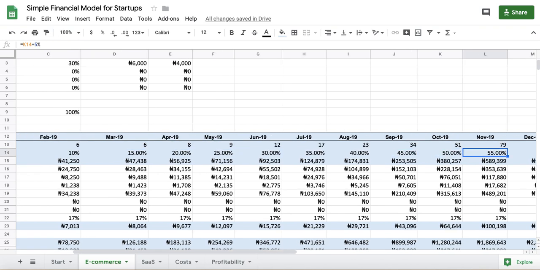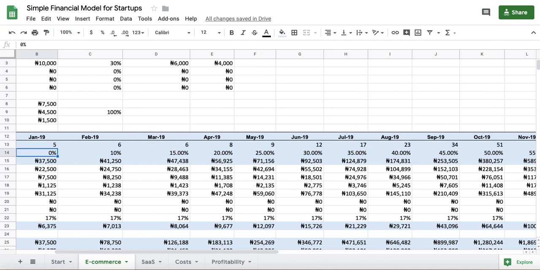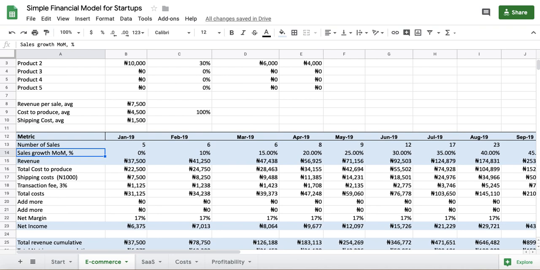So by the end of the year, we should be getting 126 orders in December, if everything goes as planned. If you've ever started a business, nothing will go as planned, which is why the financial model is based on assumptions. So this will fill out a whole bunch of other information, and we can go through this step by step in your one-on-one session when you sign up for one.